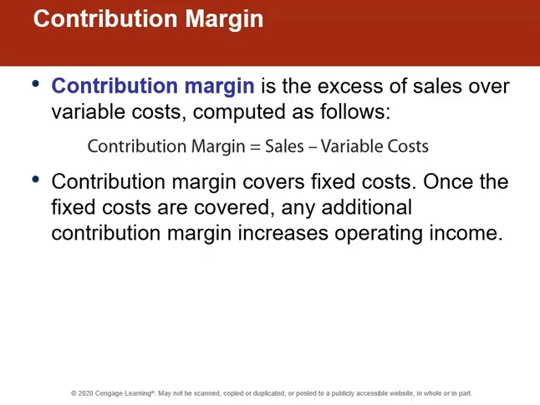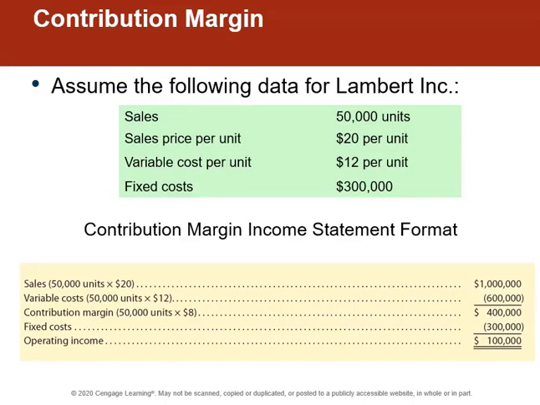So let's look at how we calculate this by looking at an example. All right, so here they give us some information for Lambert Company. They tell us that sales are 50,000 units. The selling price is $20 per unit. Variable cost per unit is $12, and their fixed cost is $300,000.